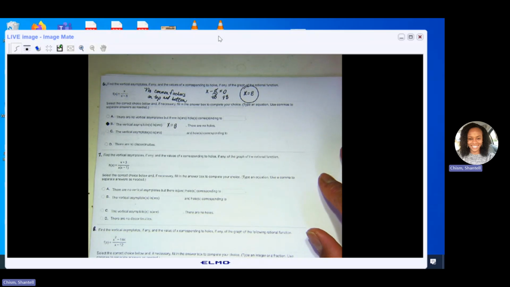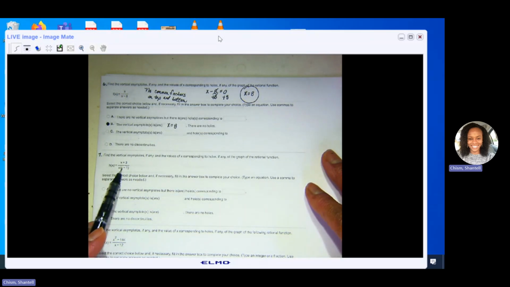Okay. Number 7, find the vertical asymptotes, if any. You've got x plus 3 over x times x minus 1. So top and bottom, you can't factor. They're already in their factored form, or they're in their simplest form.